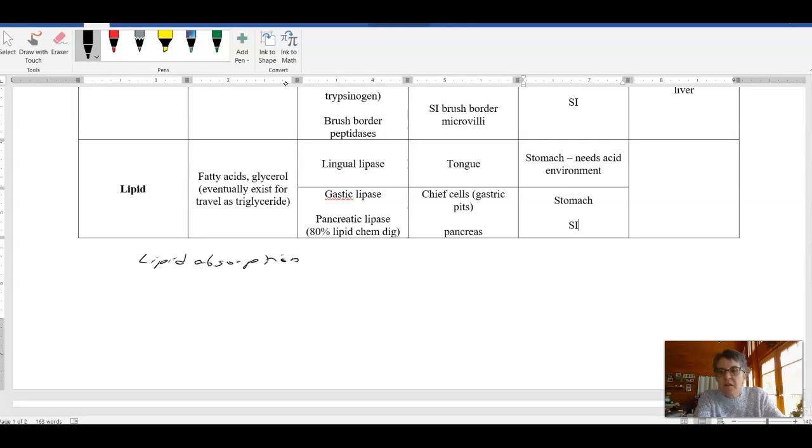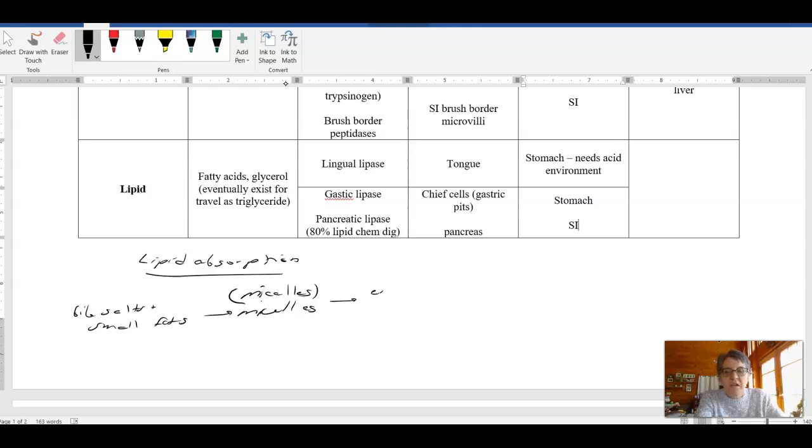Absorption. Okay, so first, the bile salts plus small fats are packaged as micelles. This then will enter into the villi cell, where it will then get broken apart and repackaged.